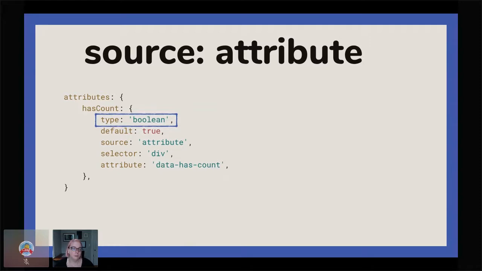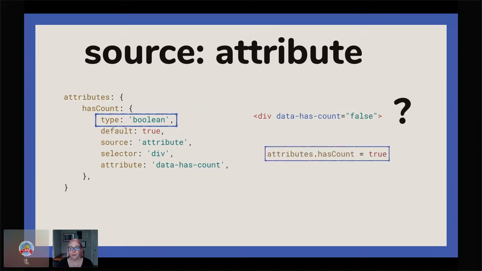You can also say that attributes are Boolean values. This is pretty useful if you're passing data to the front end for, say, a JavaScript rendered block on the front end. So you can do this to pass through this data value. But say we have this example with this Boolean value, data-has-count. What if we have it in the code and it's false? Well, unfortunately, it reads it as true because it exists.